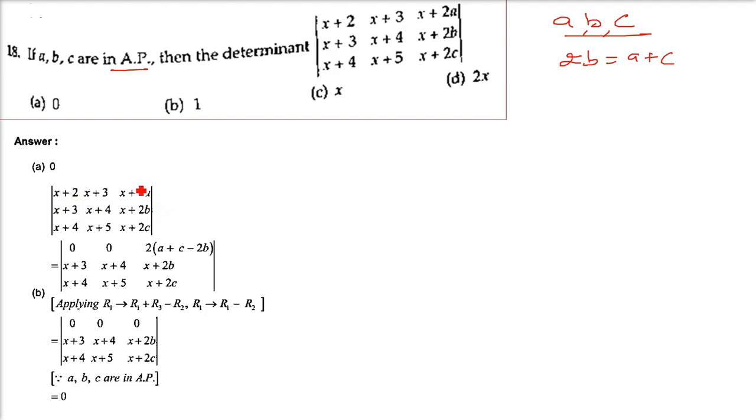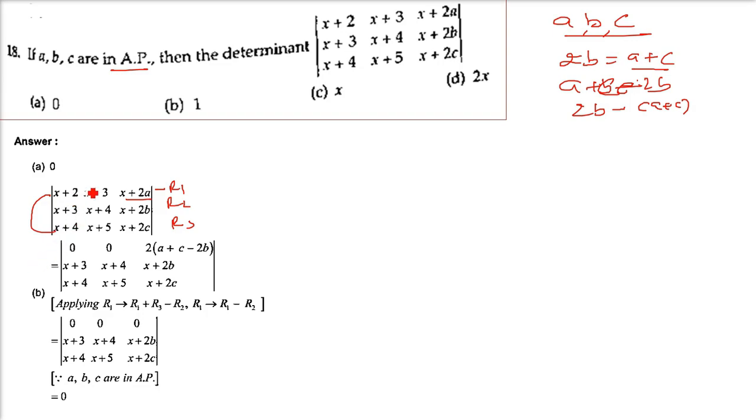Okay, so we have this x plus 2a. How do we do it? Say R1 plus R3, and then we subtract twice of R2. Just see here, and that will give us the solution. This is row 1, this is row 2, and this is row 3. So let us add row 1 and row 3, and then subtract twice of row 2.